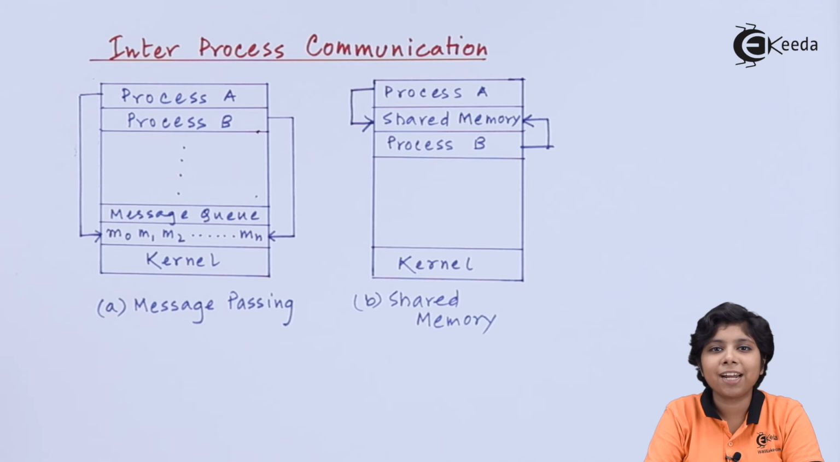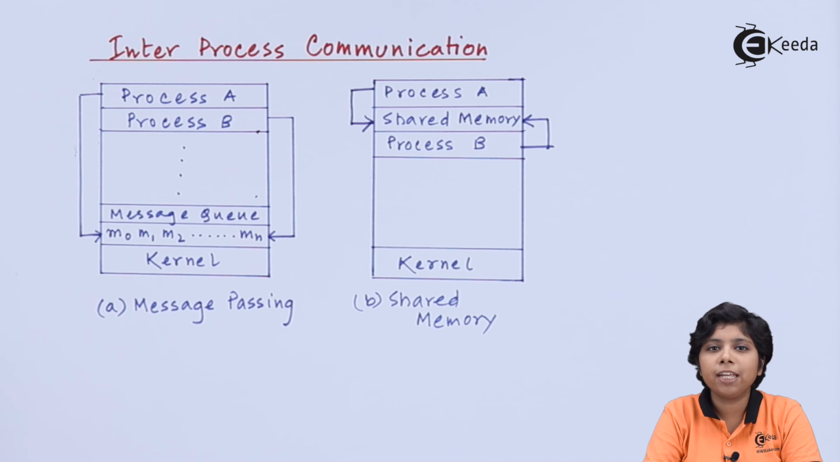Shared memory has faster access than the message passing model, as message passing is implemented using system calls, which involve the kernel, a very time-consuming section. This kernel intervention makes the message passing model much slower than shared memory, where the system call is only for establishing the shared region, and after that, without any intervention of the kernel, the processes can read and write information in the shared region, thus making it much faster.